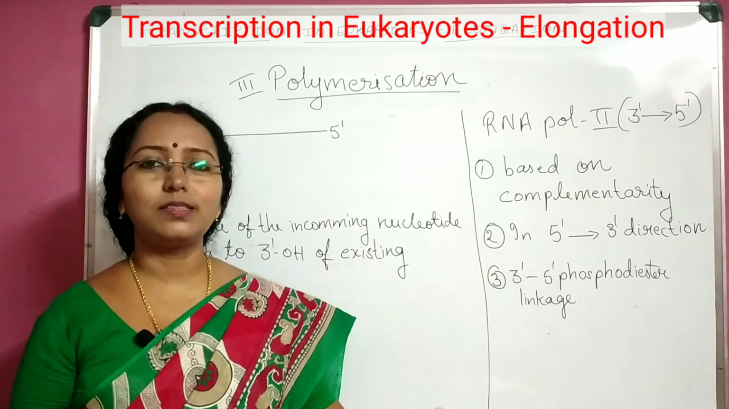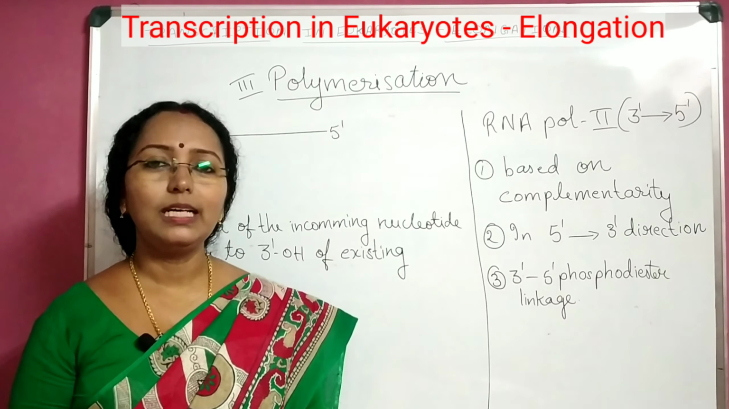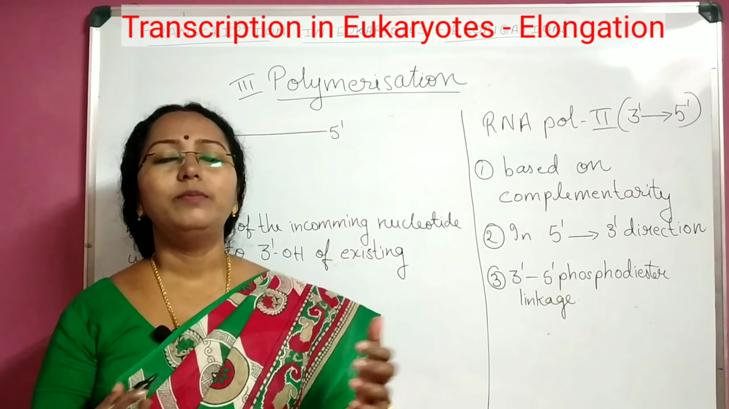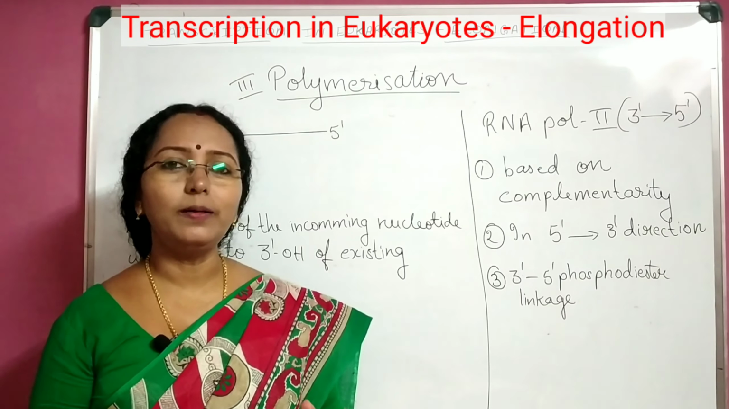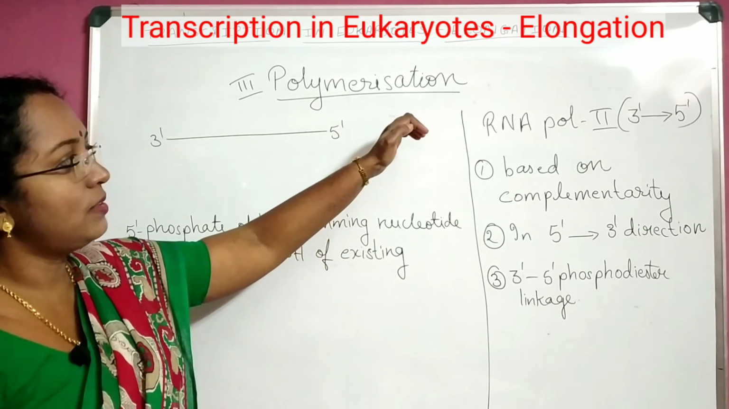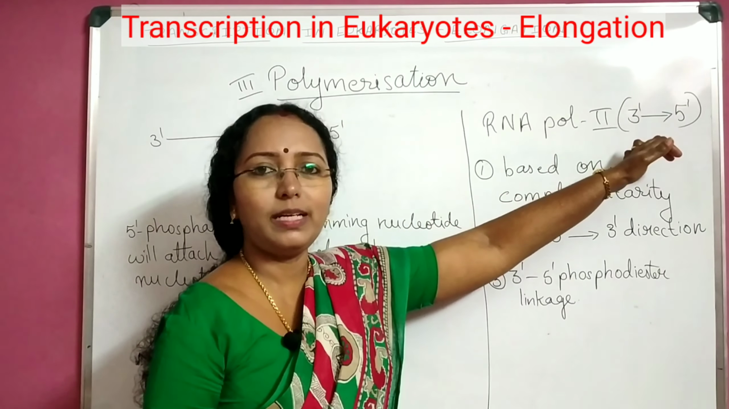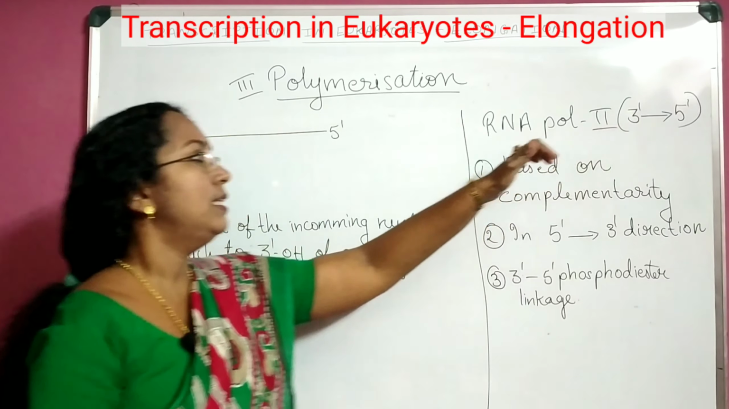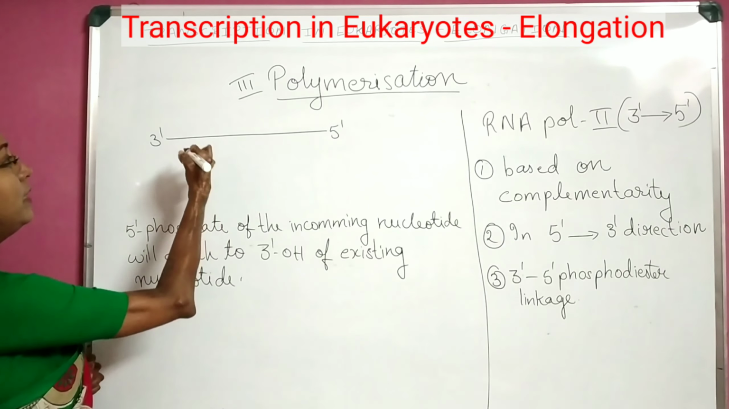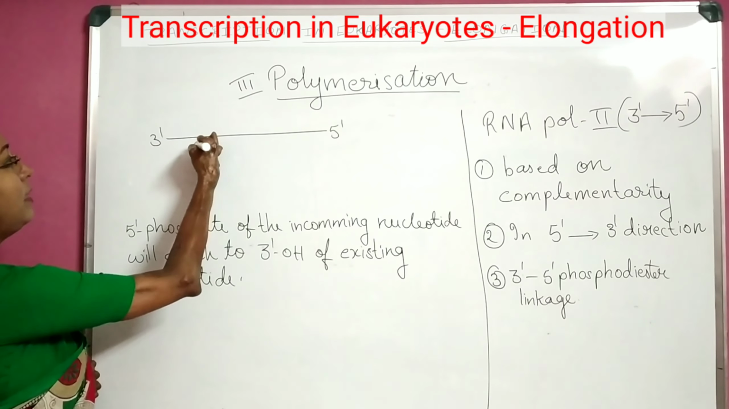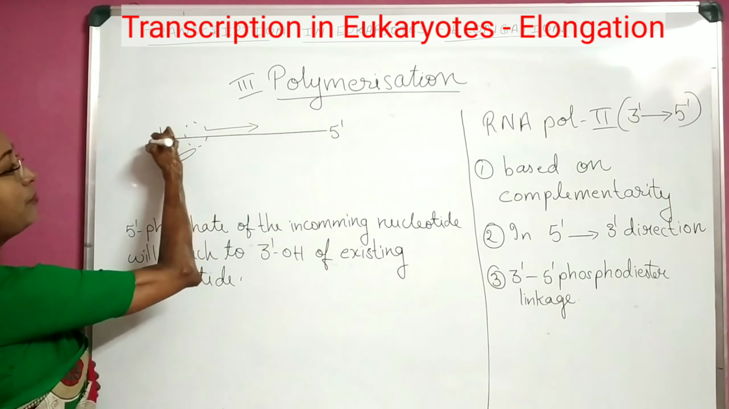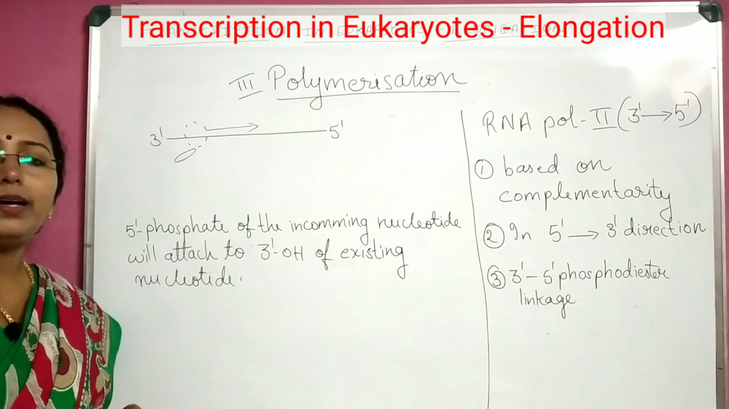Coming to the last part of elongation, that is the actual part, that is polymerization. It's very simple. There are not many factors involved here. RNA polymerase is doing its task. The RNA polymerase, it is moving in the 3' to 5' direction, isn't it? It is moving in the 3' to 5' direction. So just imagine this is the DNA strand and you have the RNA polymerase here, and this RNA polymerase is moving from the 3' to the 5' direction.